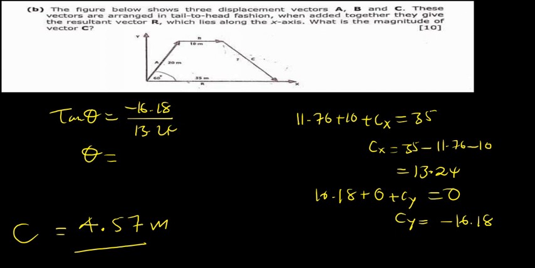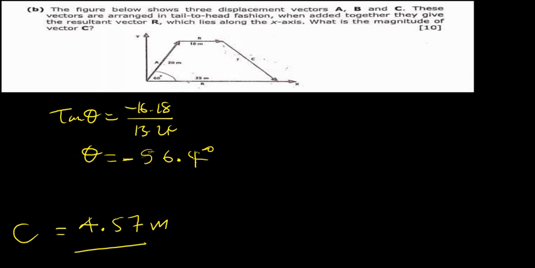tan inverse of negative 16.18 divided by 13.24. So that is going to give us negative 56.4 degrees. But we will not give that as the answer. Why? Because we can see that y is negative, x is positive. So let's see.